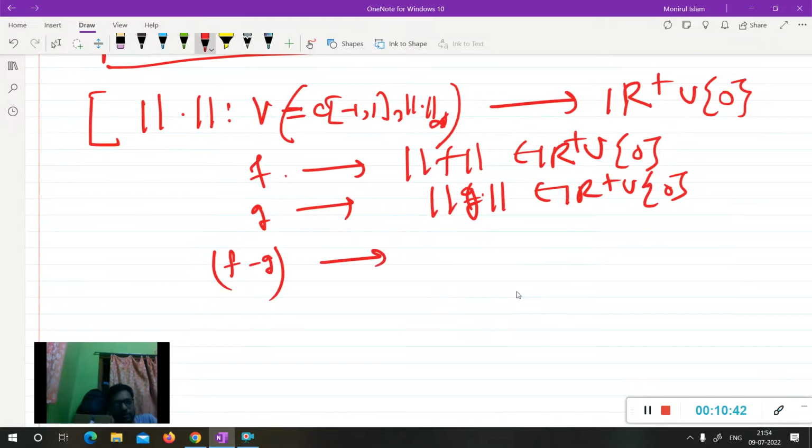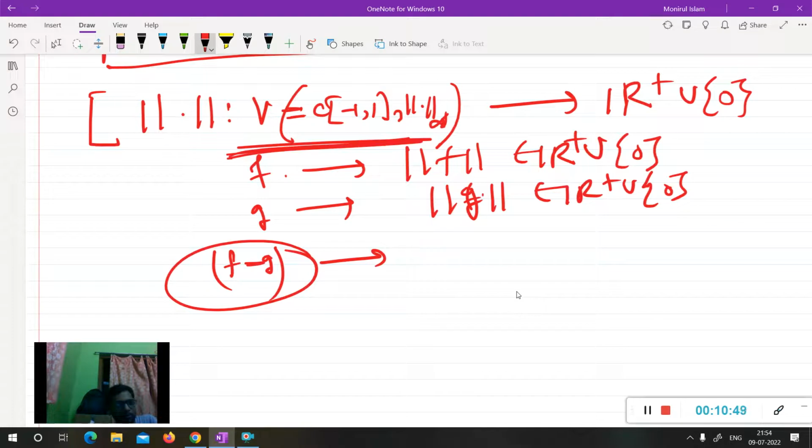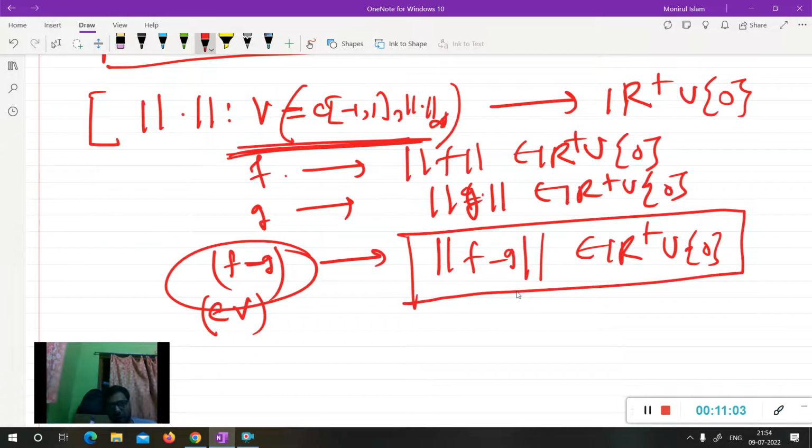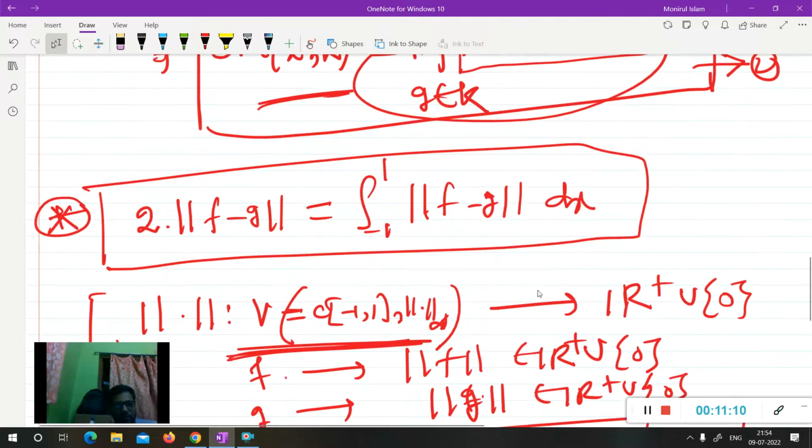Similarly, if you take two functions f and g from C[-1, 1] and take the difference, then this function also belongs to C[-1, 1]. The difference of two continuous functions is also a function. So if you compute the norm of f minus g, this will also be a member of R plus 0. It will either be a real number or maybe 0. Suppose it's 0, then the left hand side will be 0 and this also 0, so the equality holds.